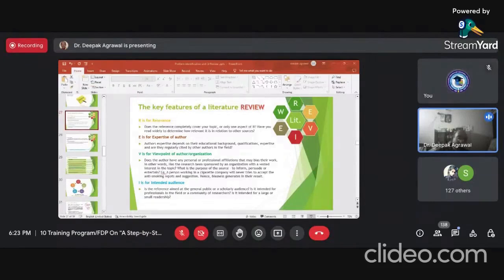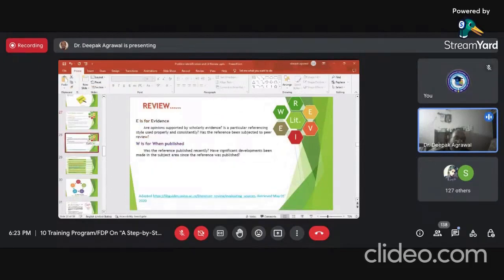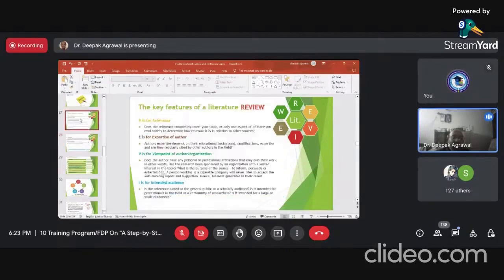Again, we also need to focus upon whether your work is intended for a large or a small readership. When it is for a large readership, you can simplify your work. When it is for a limited audience or viewers, then you can be more descriptive.